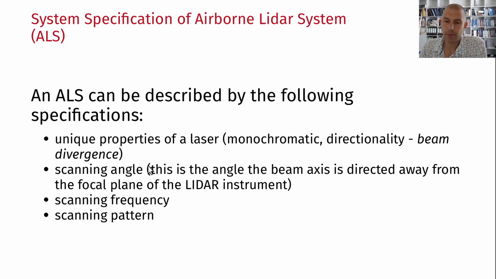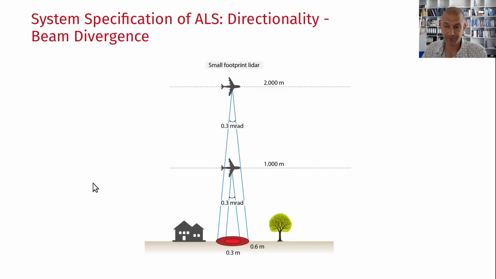Let's talk a little bit about some system specifics. We just referred to the unique properties of a laser, and I would like to talk more about the beam divergence, scanning angle, scanning frequency, and the scanning pattern. These can be different between different missions, and it is important to familiarize yourself with those to understand what the data context is.